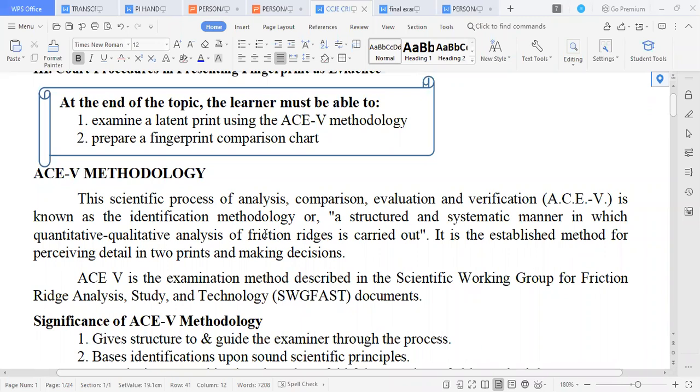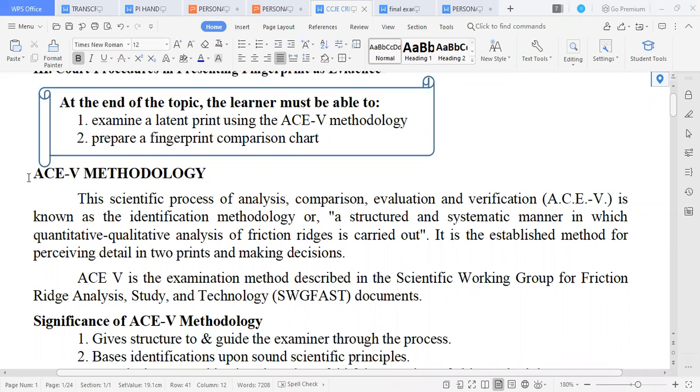Good day, everyone. So for our final session, we will be dealing with the topic on ACEV methodology. And of course, with this methodology, we will be guided to prepare a fingerprint comparison chart. So accordingly, this acronym ACEV stands for four words.